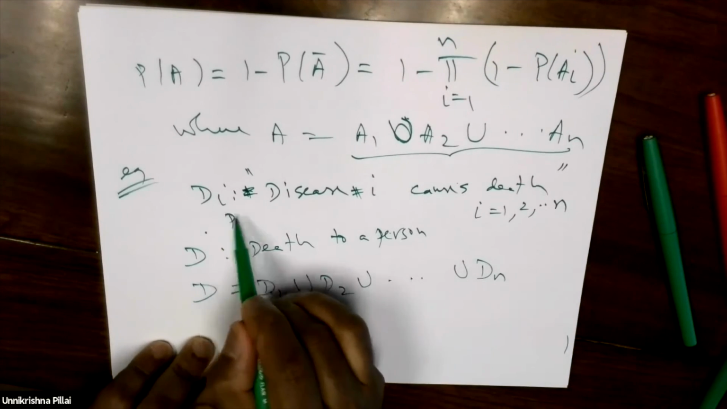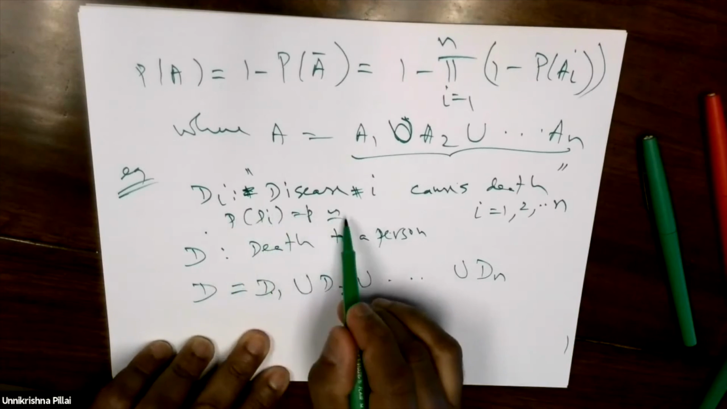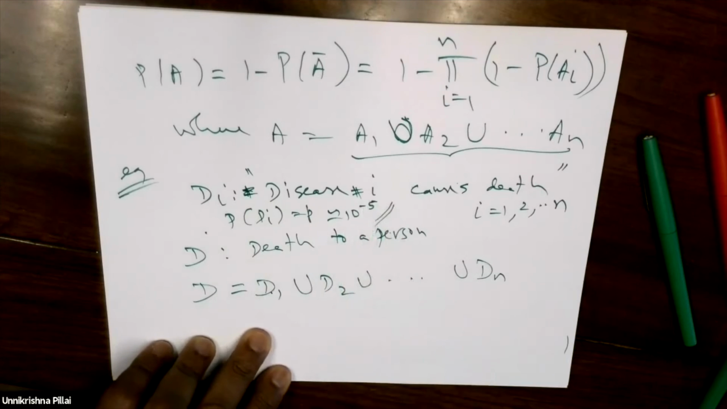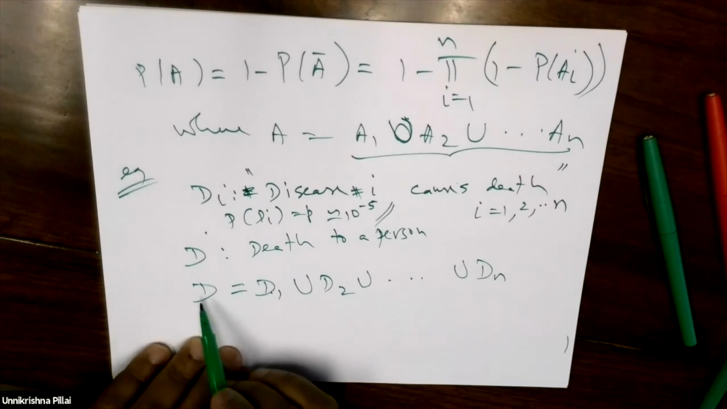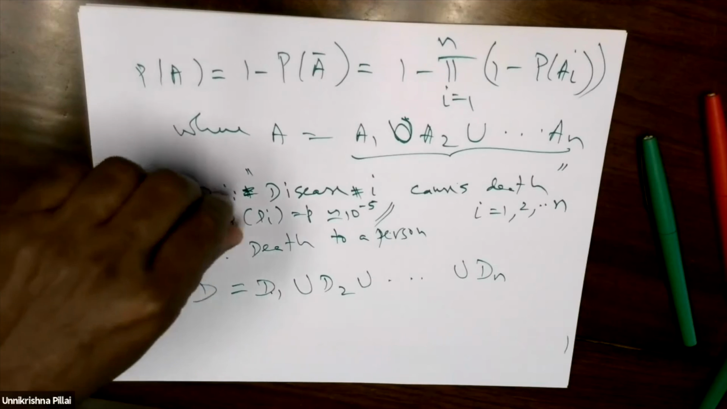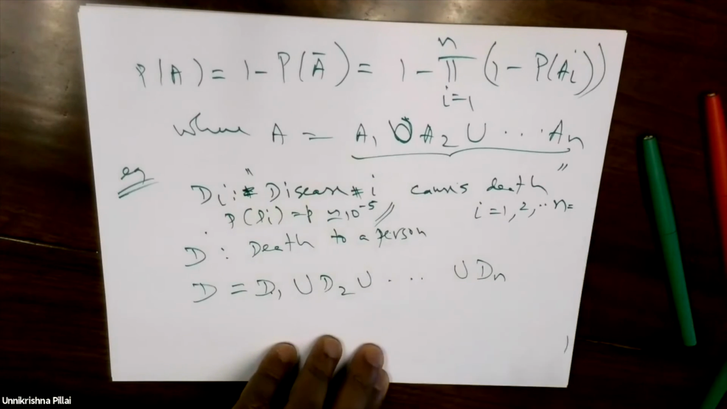Let's say the probability of the death is very small. I'm going to call it P. It's very small, let's say 10 raised to minus 5 or something. So the question is what we want to find. What are we saying? The death can happen due to a large number of diseases. Let's say there are a million of them, a very large number.